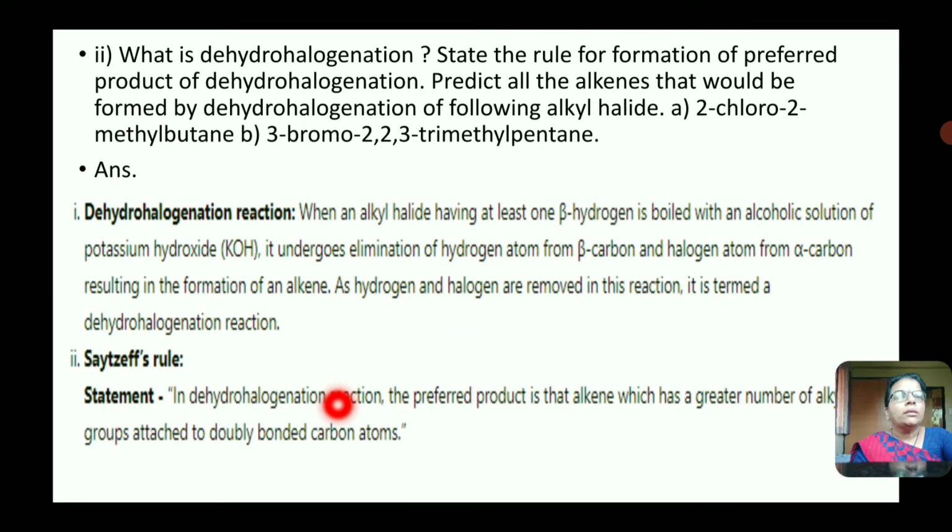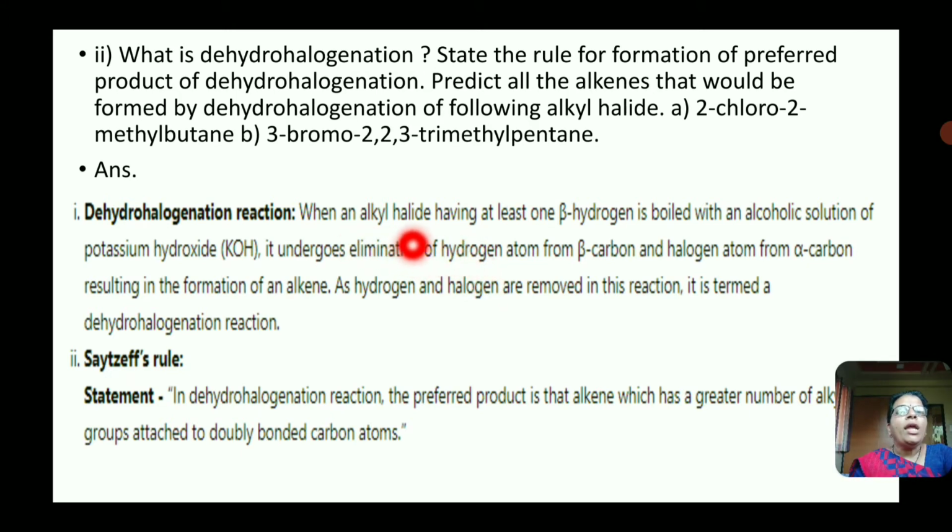Now the next question we are going to see is: what is dehydrohalogenation? State the rule for formation of preferred product of dehydrohalogenation. Predict all the alkenes that would be formed by dehydrohalogenation of the following alkyl halides. First is 2-chloro-2-methylbutane. Second is 3-bromo-2,2,3-trimethylpentane.